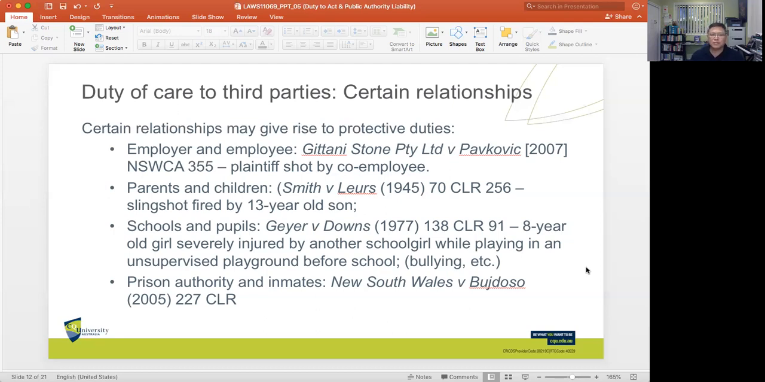I also mentioned the case of prison authorities and inmates, where because of the diminished level of autonomy on the part of inmates and the tight control imposed by the prison authority in the structured environment, there is a duty of care on the part of prison authorities that an inmate is not injured by a fellow inmate or any other individual.